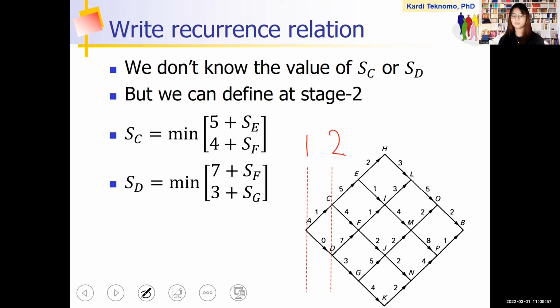The same thing with D. Now you are in node D. What are the possible alternatives? Of course, F and G. So what is DF? 7. What is DG? 3. That's why you have this formula.